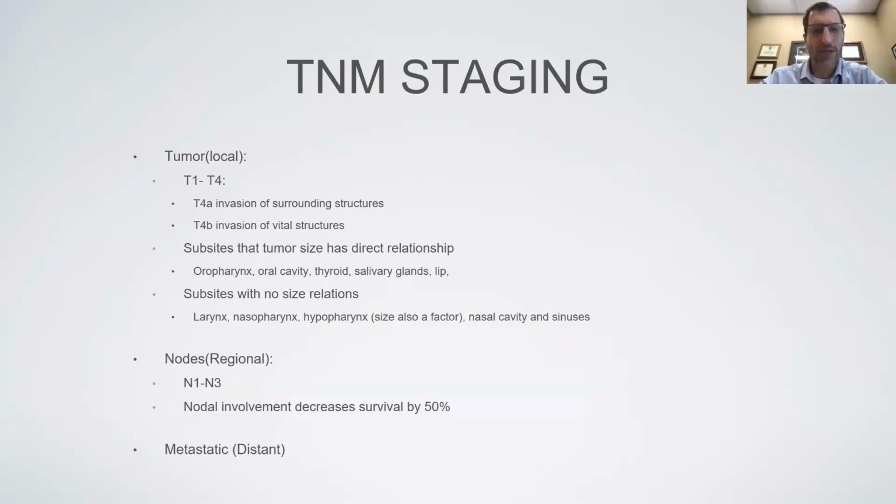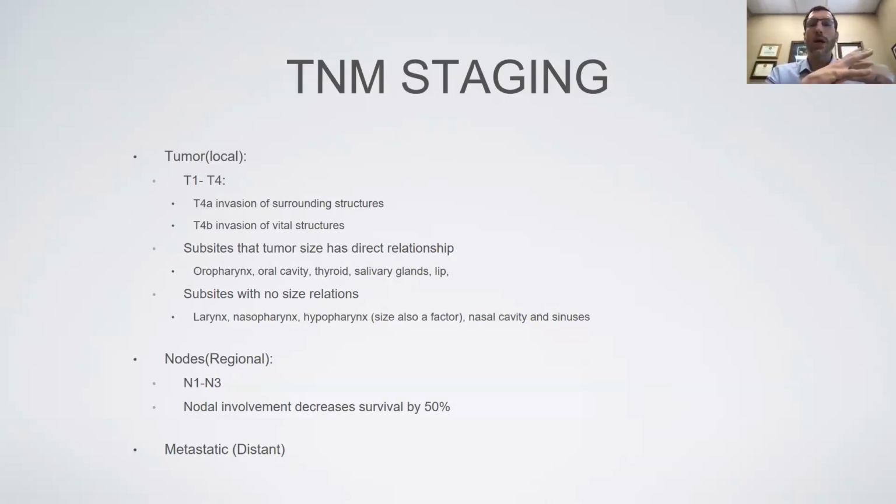The other part of staging then is the nodal disease. And when we talk about nodal disease, we score it based on the size of the nodes. We score it on the aspect of whether there are multiple lymph nodes on one side, or multiple lymph nodes on both sides. Is there cancer spreading outside the lymph nodes? And so when we start talking about lymph nodes, then we're talking about regional disease. So it started locally at the tumor and then spread to the lymph nodes, and that's a regional disease.